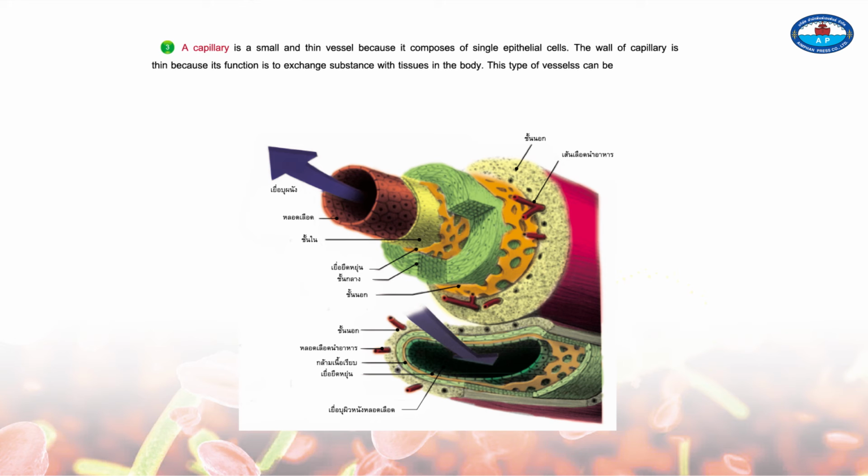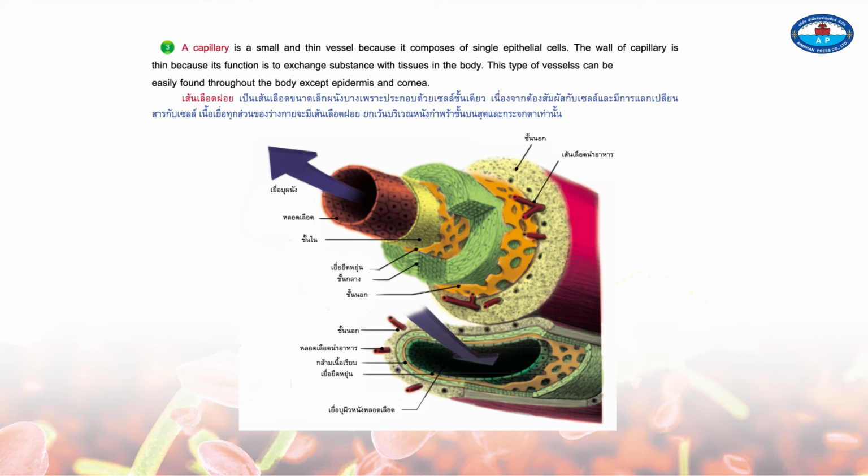3. A capillary is a small and thin vessel because it is composed of single epithelial cells. The wall of capillary is thin because its function is to exchange substance with tissues in the body. This type of vessel can be easily found throughout the body, except epidermis and cornea.